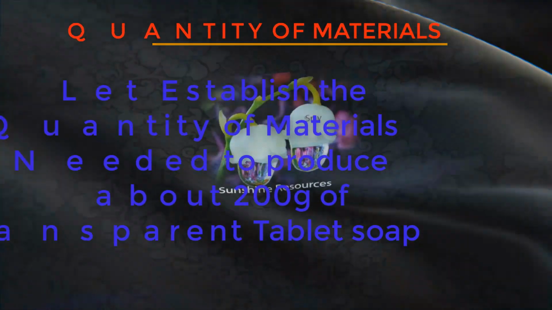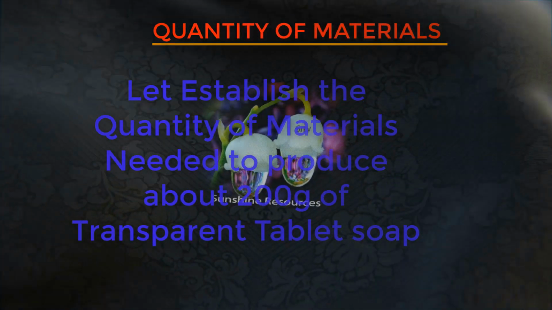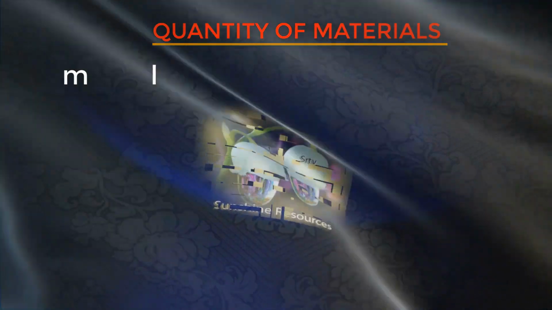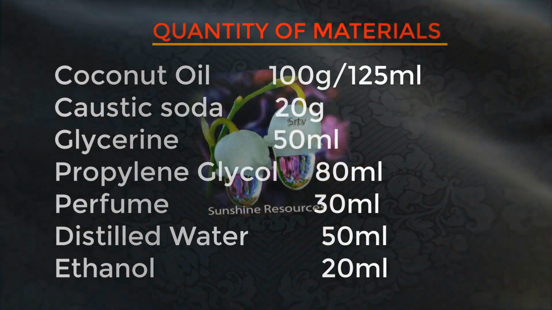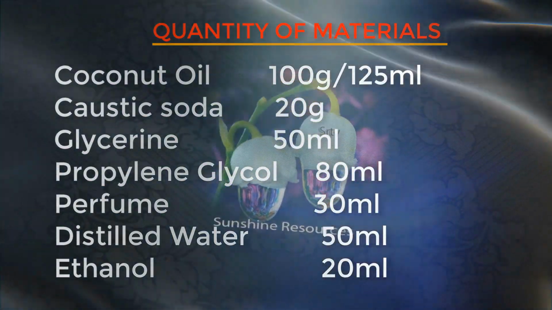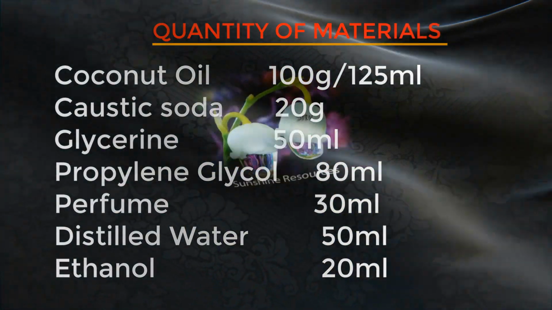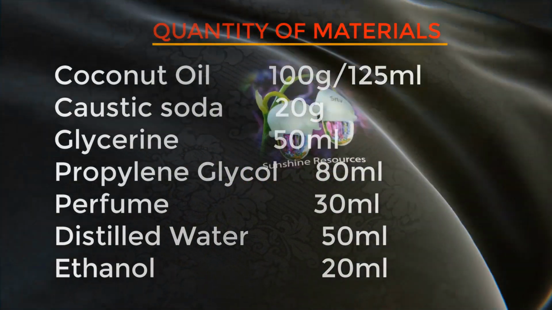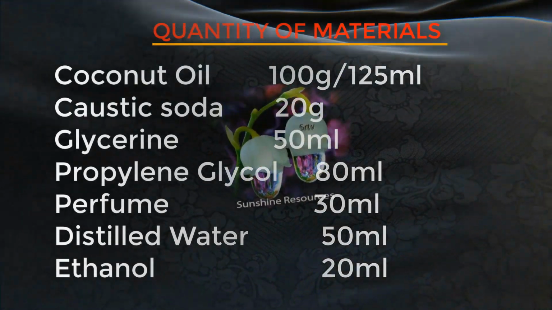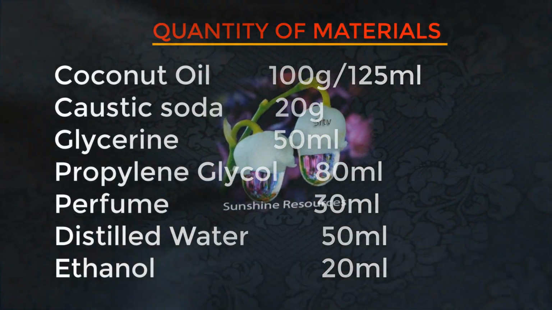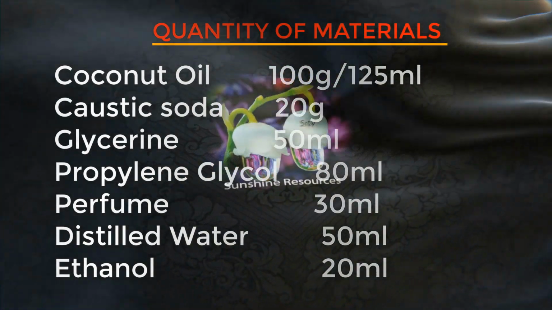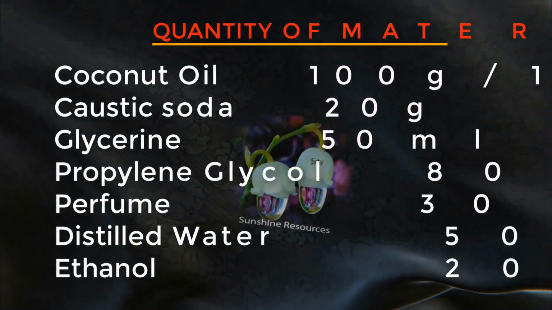Now let's establish the quantity of materials needed to produce about 200 grams of transparent bar soap. Coconut oil 100 grams, which is 125 ml. Caustic soda 20 grams. Glycerin 50 ml. Propylene glycol 80 ml. Perfume 30 ml. Distilled water 50 ml and ethanol 20 ml.